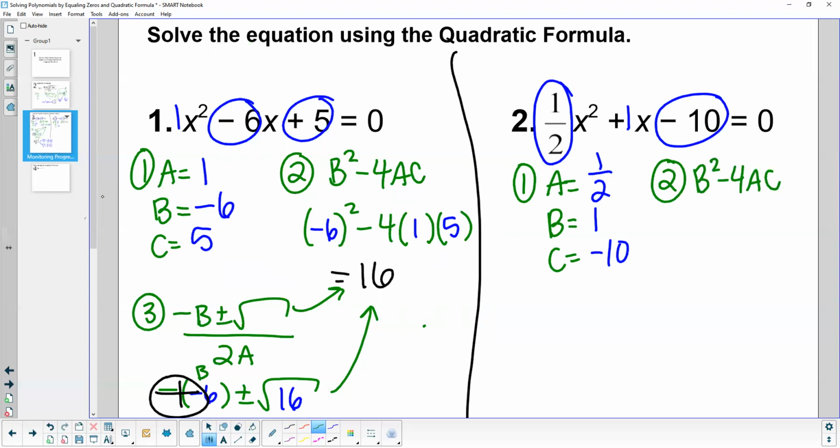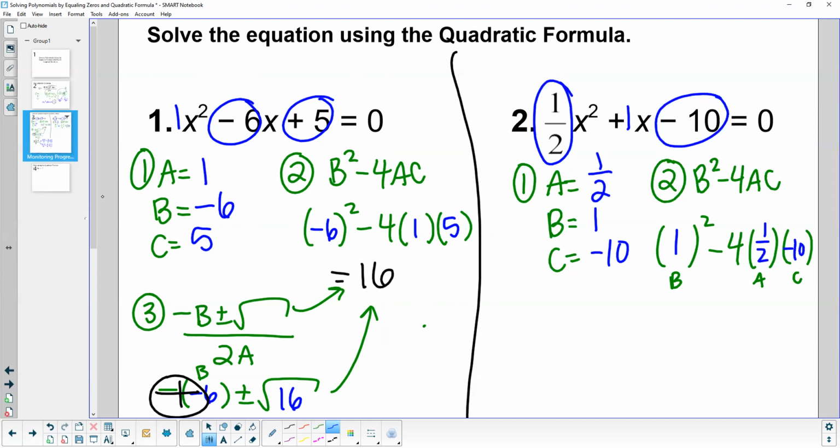So our second step is we want to figure out that B squared minus 4AC. So I'm going to type that right into my calculator. So we've got our B goes right here, minus 4 times A times C. So as we look at this, B is going to be 1, A is 1/2, and C is -10. So let's type this into our calculator exactly as it is.